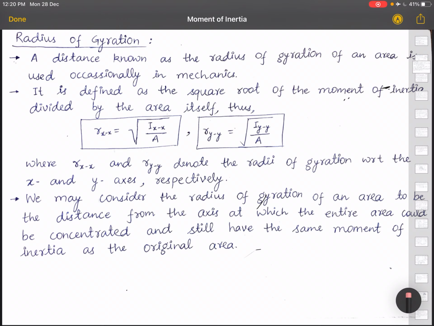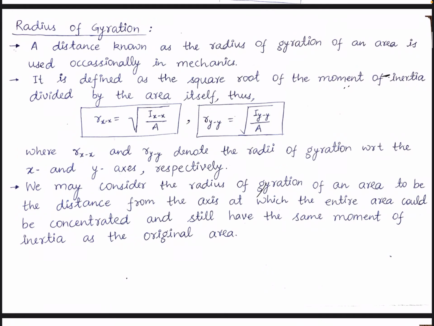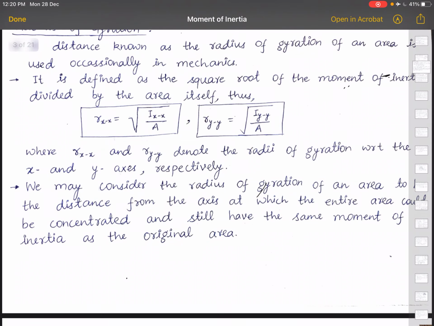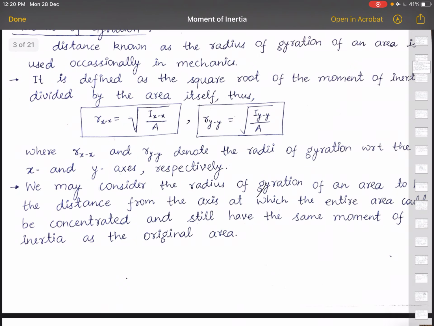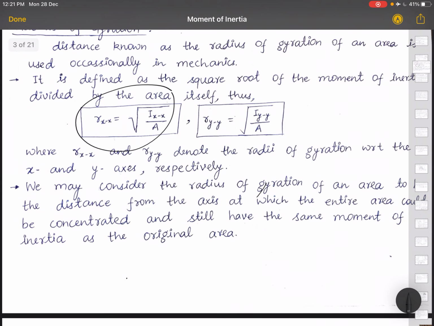So it is a distance known as the radius of gyration of an area, used occasionally in mechanics. You will not hear it only in steel problems. In steel you will mainly be using radius of gyration very frequently. It is defined as the square root of the moment of inertia divided by the area itself. So this is your formula for radius of gyration. So Rx is under root Ix by A, if the axis is the same here.